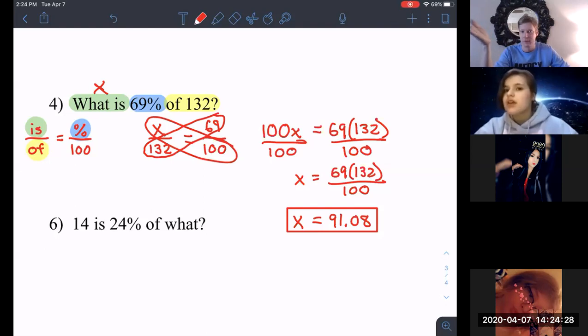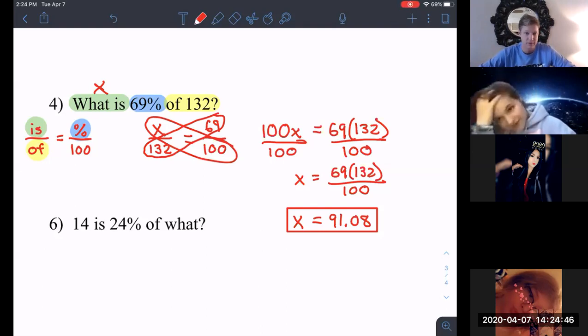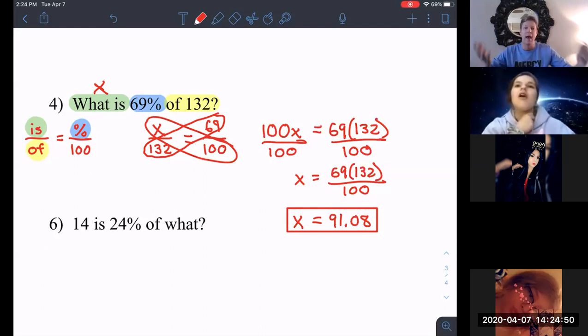Remember, if you're getting an answer like 4, or a negative answer, or an answer like 400, you should know that those don't make sense, because 400 could not be 69% of 132. It's bigger than 132. And a very, very small number wouldn't make sense either, because we expect our answer to be more than half of 132. So you always want to think, does my answer make sense when you look back at the problem?